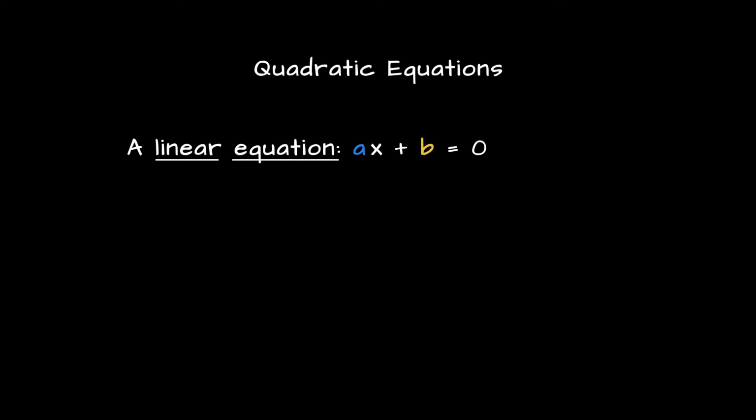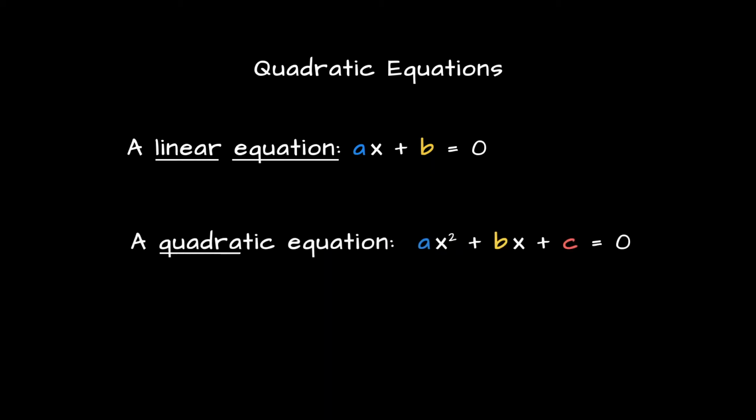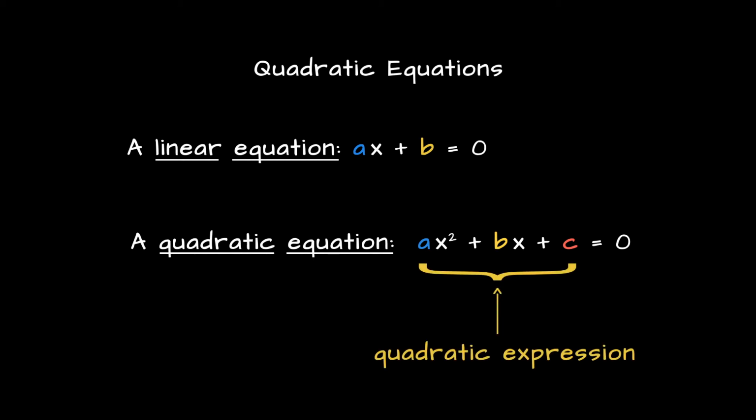equals 0, where we assume that a is non-zero. In other words, a linear equation is one that is arrived at by taking a linear expression and setting it equal to 0. A quadratic equation, on the other hand, is an equation of the form ax squared plus bx plus c equals 0. In other words, it's an equation that can take the form of a quadratic expression being set equal to 0. And here we also assume that the constant a, the coefficient of x squared, is non-zero, since otherwise this equation would just turn into a linear one.